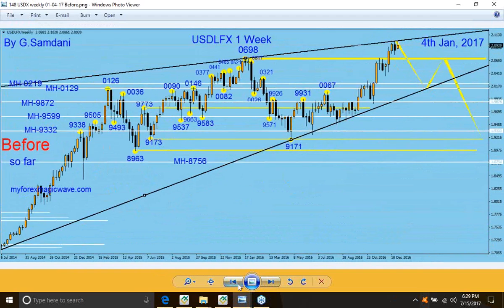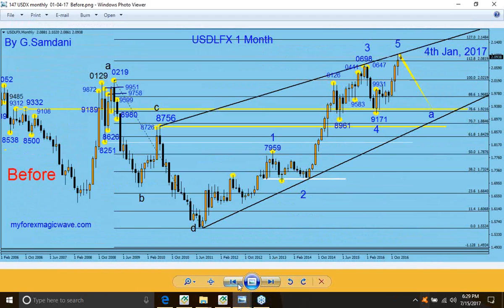Where did that chart go? Oh, that one, I don't know. But here, see, this is the monthly chart. This is where I'm showing this.